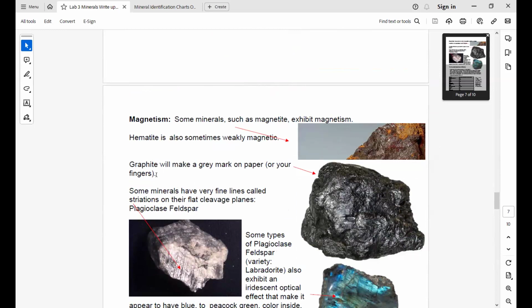Another dark one is graphite, which actually is so soft that you just pick the specimen up and it'll leave behind gray marks on your fingers. And graphite is what they put in pencils, mechanical pencils and regular pencils too, for that matter. And so it's very easily torn apart by scraping it across paper.